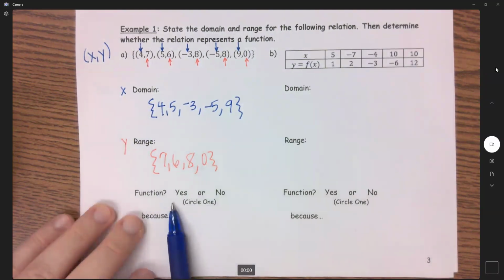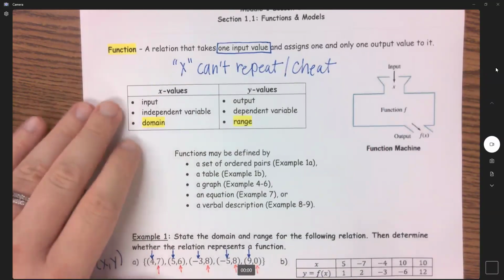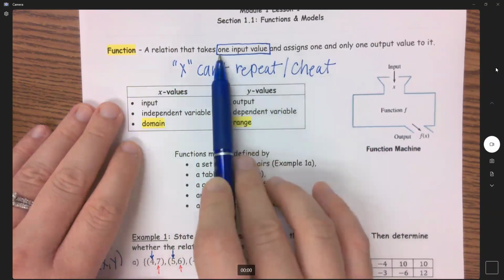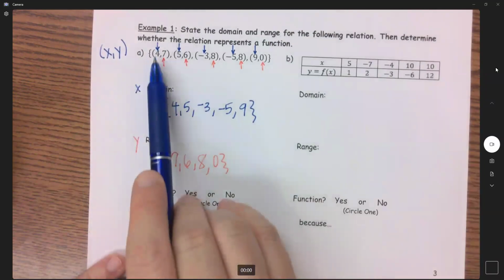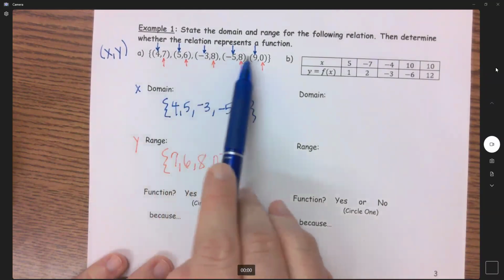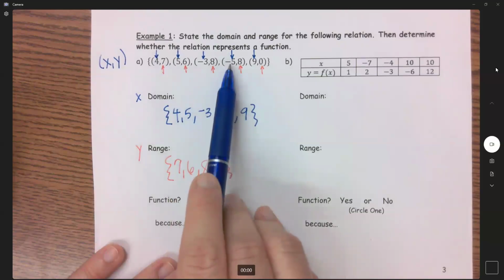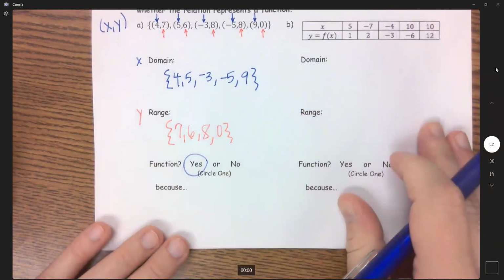So is this a function? We need to circle yes or no. If we come back up here, a function is defined by if your x does not repeat, if we have one input value. So here, looking at all of these blue numbers here, none of them repeat. We have 4, 5, -3, -8, and 9. So yes, this is a function.